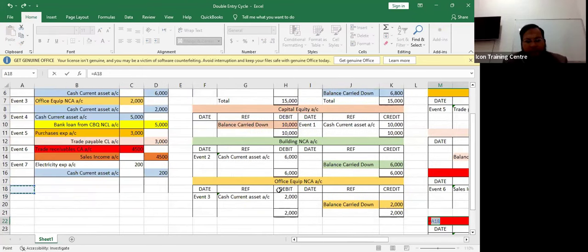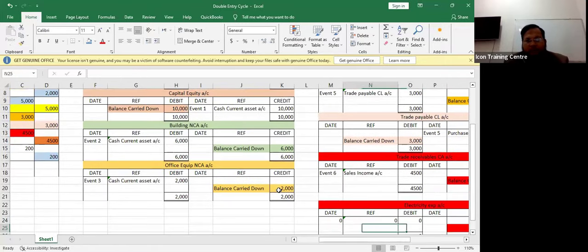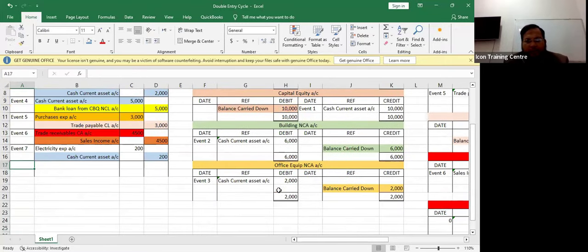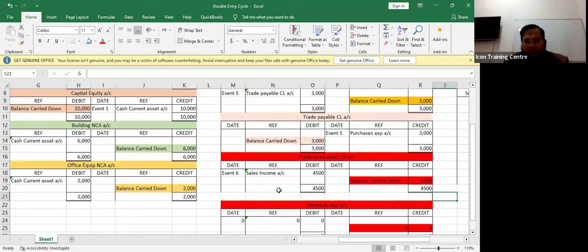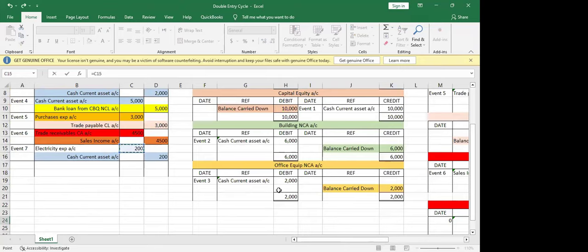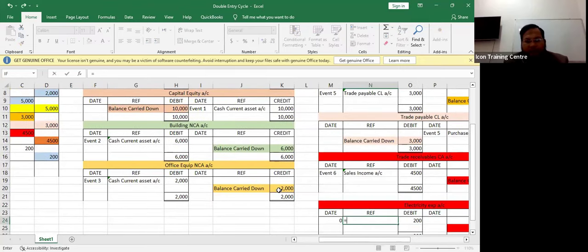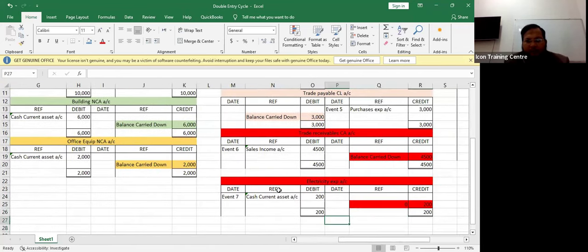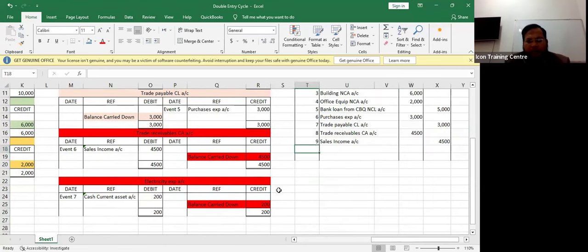So how do we make the ledger, if you remember? If you can see this journal entry, the electricity account is debited by 200. So we have put here 200. The reference we put here is cash, current asset accounts, and it happened on event 7. If you balance this account, it comes out to be 200, 200, and the balance carried down will be 200 as well. So we have account number 10.